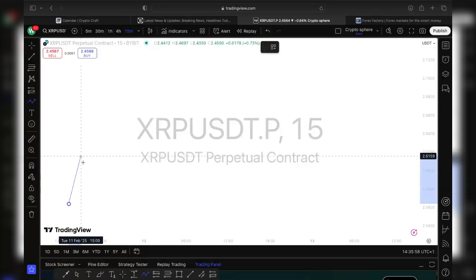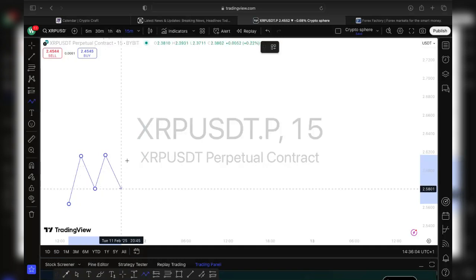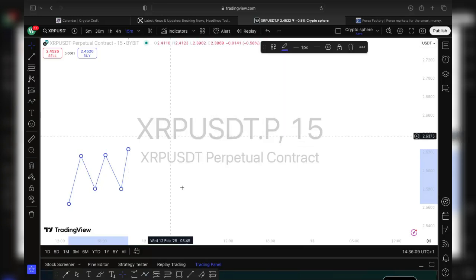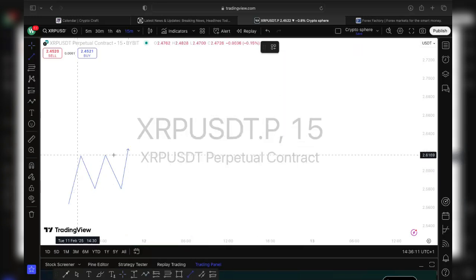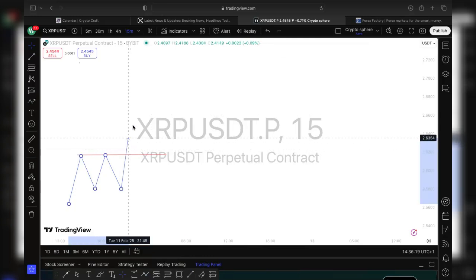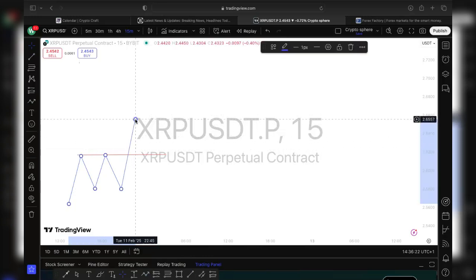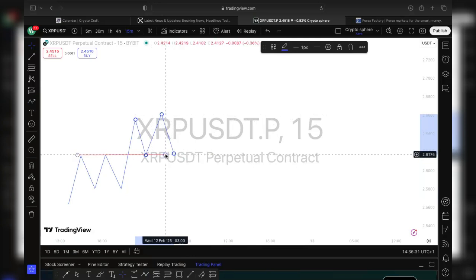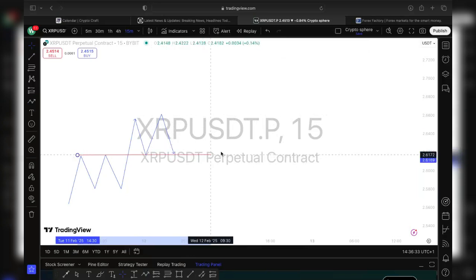Let's say we have something like this, right? So we can also say that this is a resistance level. And then suddenly we have something like this happening. Market moving away from that, and it starts forming something like this. What do you think has happened?